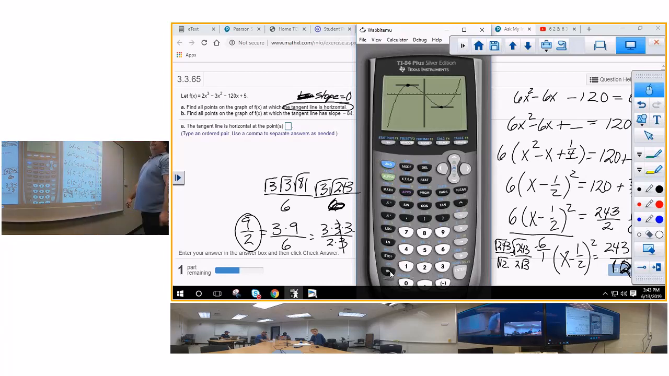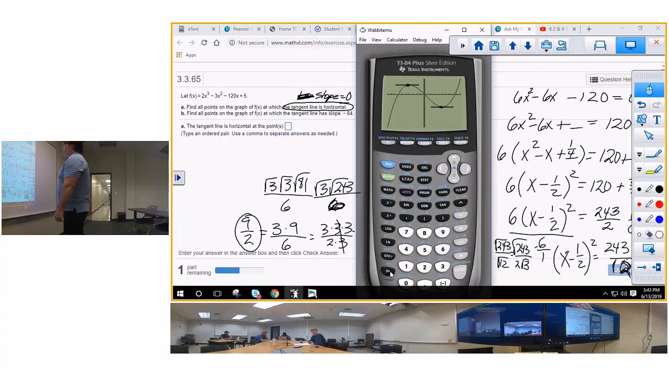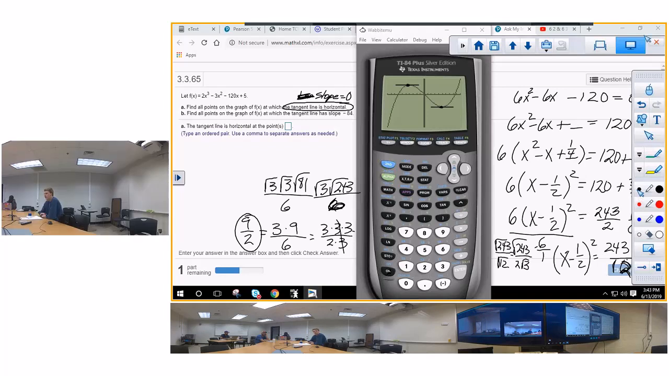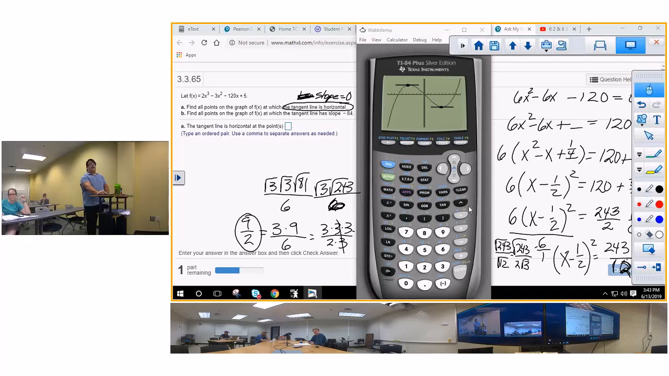4.5. Positive and negative 4.5. Lord, I thought y'all were good with a calculator. I thought y'all could throw out numbers on a calculator like that gum 6-shooter.